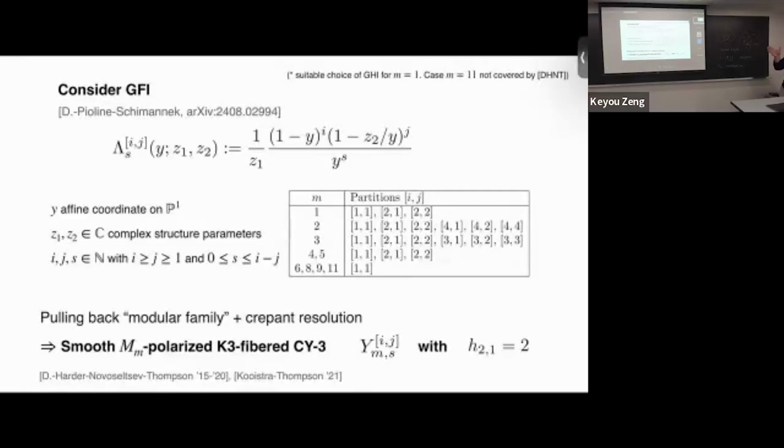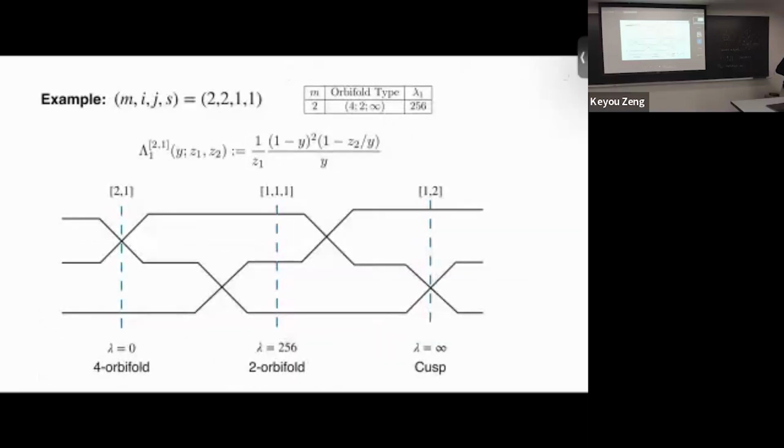Okay, and notice my M can change. I'm not stuck with using mirrors of quartic K3s. That would be M equal 2. I can do M up to 11. But let's do an M equal 2 example.